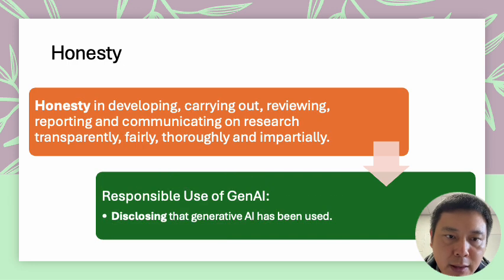The second research integrity principle is called honesty. We should keep the highest level of honesty in developing, carrying out, reviewing, reporting, and communicating on research transparently, fairly, thoroughly, and impartially. But in the context of responsible use of generative AI, it simply means that we need to disclose that generative AI has been used in our research whenever it is required.